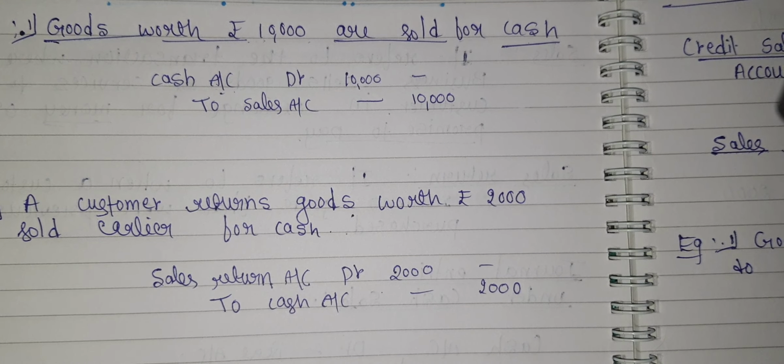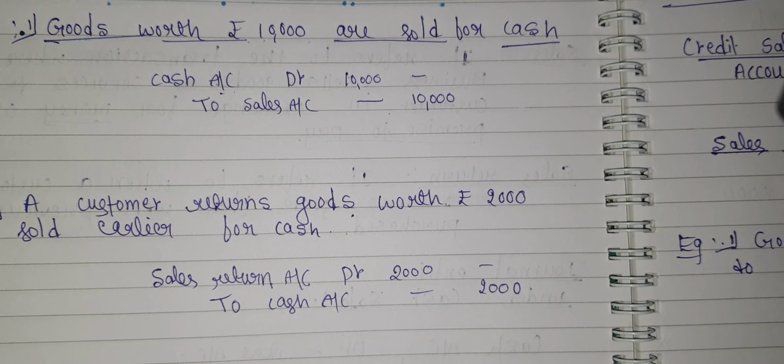These are the journal entries passed when goods are sold for cash, means in exchange for money. And here are promise to pay. Now what are the entries under promise to pay, means on credit? Journal entries under credit sales: account receivable account debtor to sales account.